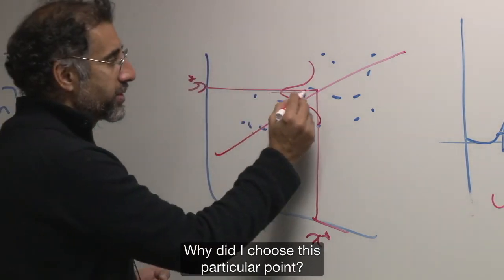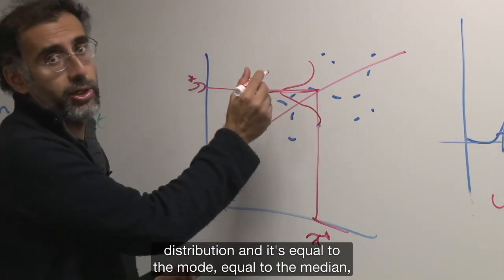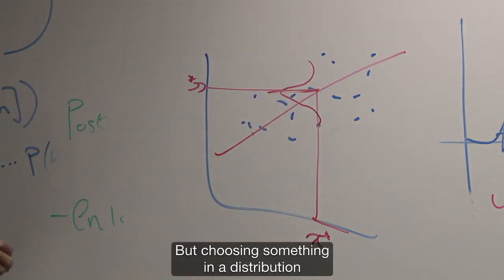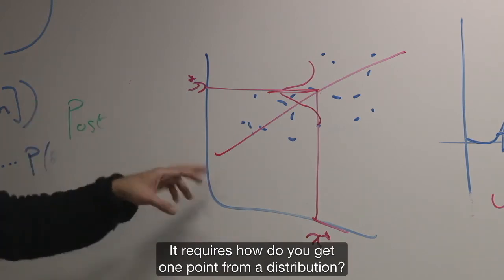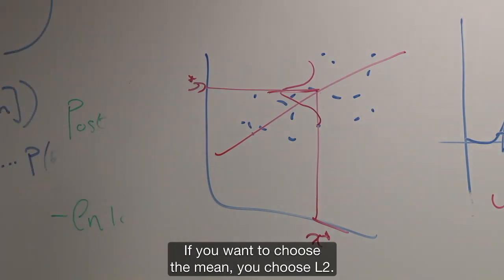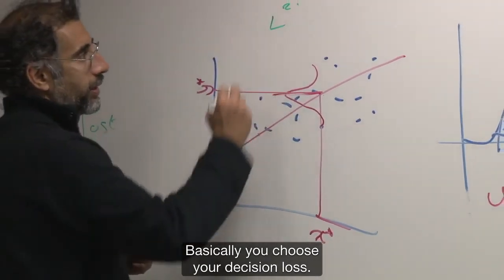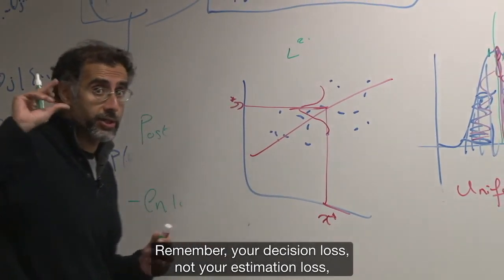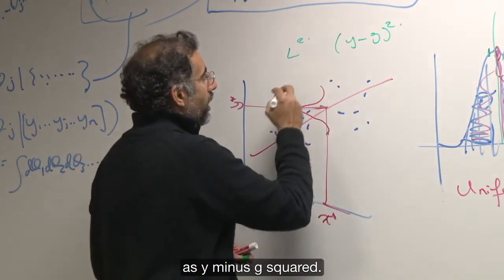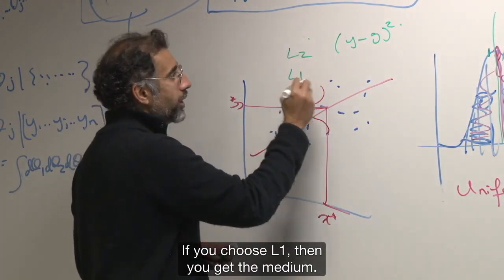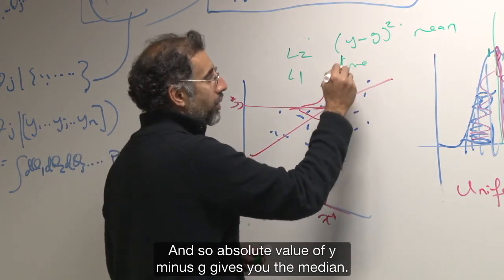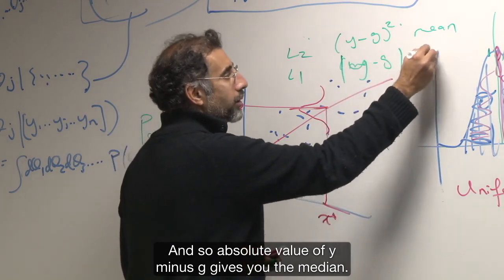Now, it's a distribution. What point do I choose? Why did I choose this particular point? I chose this particular point because it's a Gaussian distribution, and it's equal to the mode, equal to the median, and equal to the mean. But choosing something from a distribution requires decision theory. How do you get one point from a distribution? And Joe talked about this yesterday. If you want to choose the mean, you choose L2. Basically, you choose your decision loss. Remember, your decision loss, not your estimation loss, as y minus g squared. That gives you the mean. If you choose L1, the absolute value of y minus g, then you get the median.